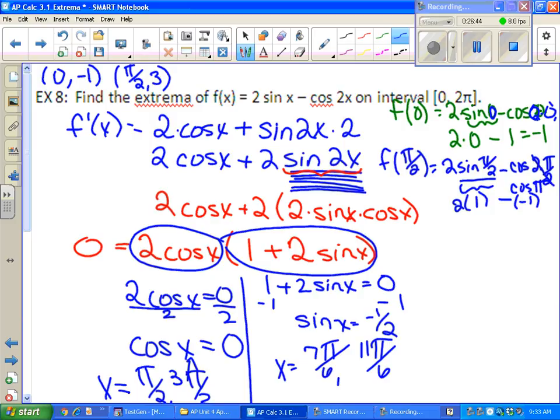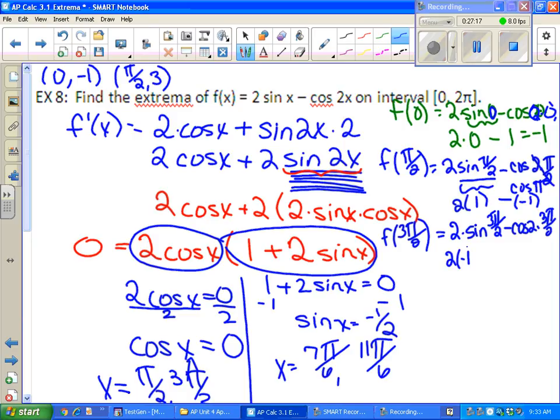Does everybody see what we're doing? There's every chance that you'll be asked to do this without a calculator. How about the function at 3 pi over 2? Equal to 2 times sine of 3 pi over 2 minus cosine of 2 times 3 pi over 2. All right, what's sine of 3 pi over 2? She's got it, negative 1.